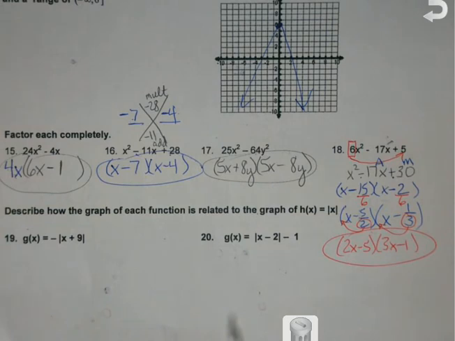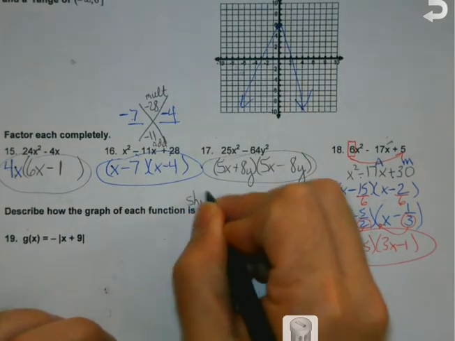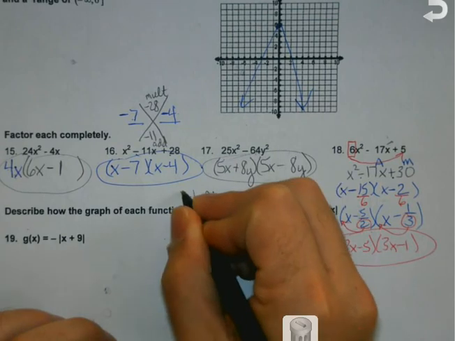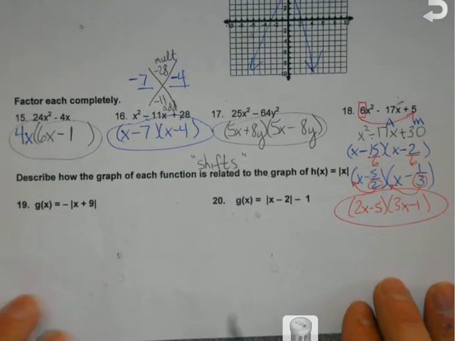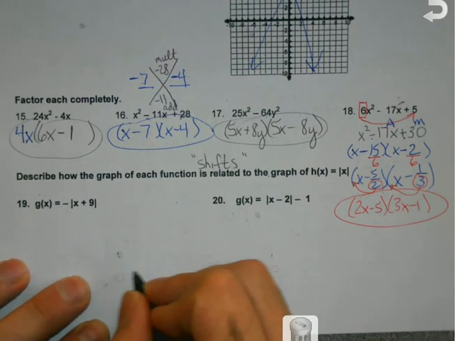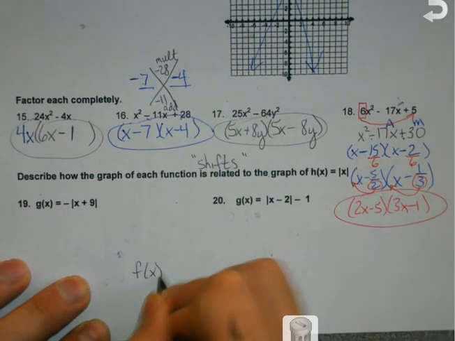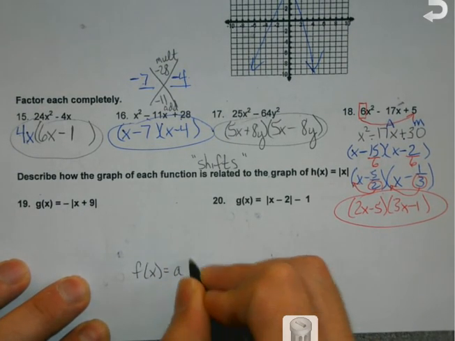And then finally, describe how the graph of the function is related. In other words, what are the shifts? And we've talked about this before, but we're going to make note of all of them here before we write this. When we're thinking about shifts, okay, we're back to the original here.